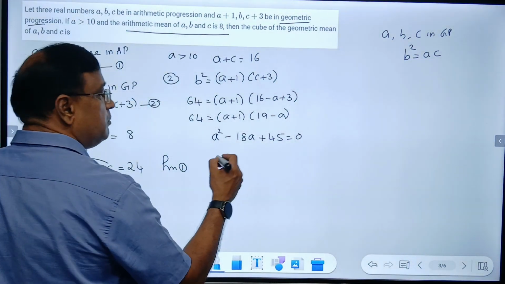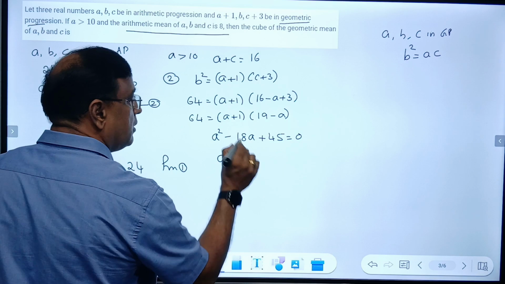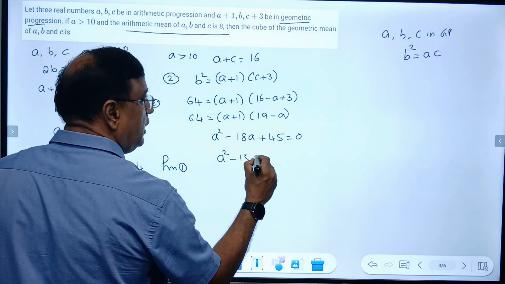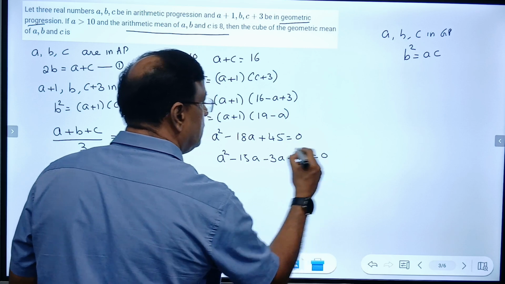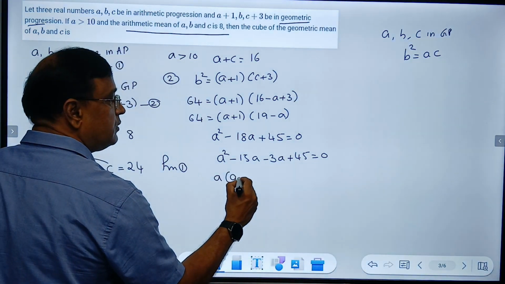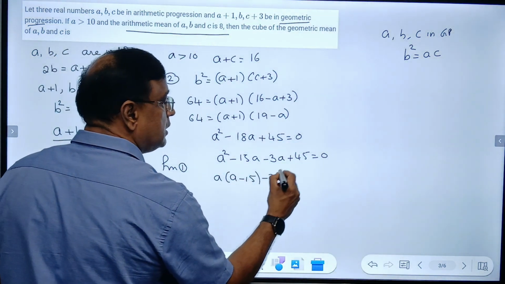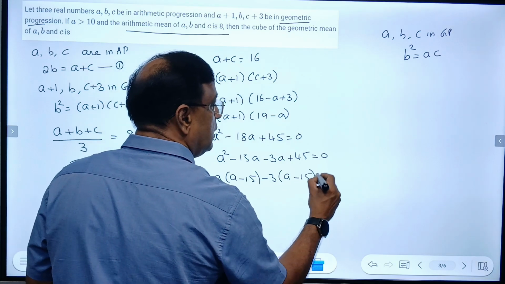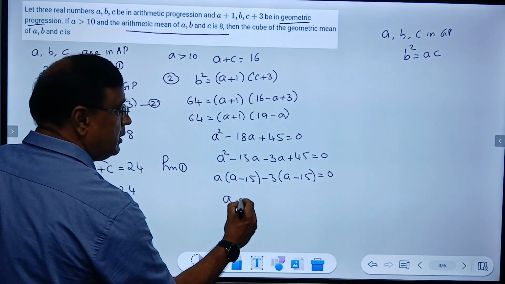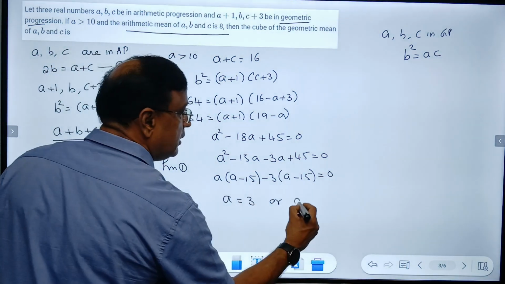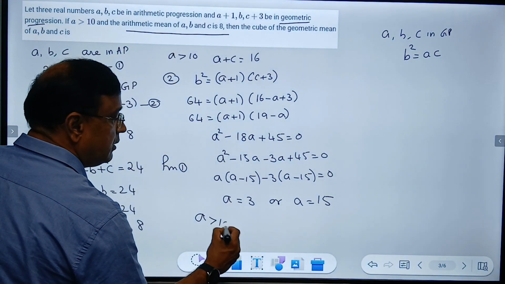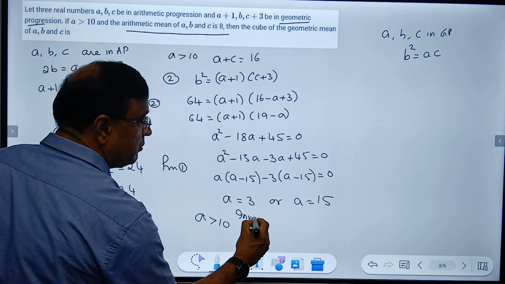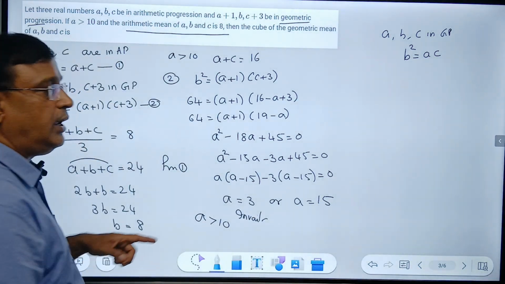Now, split the middle term. A square minus 15A minus 3A plus 45 equal to 0. So, A into A minus 15 minus 3 into A minus 15 equal to 0. So what do you get? A equal to 3 or A equal to 15. But you know A is greater than 10, so A equal to 3 is invalid. I'm rejecting it. So, A equal to 15.